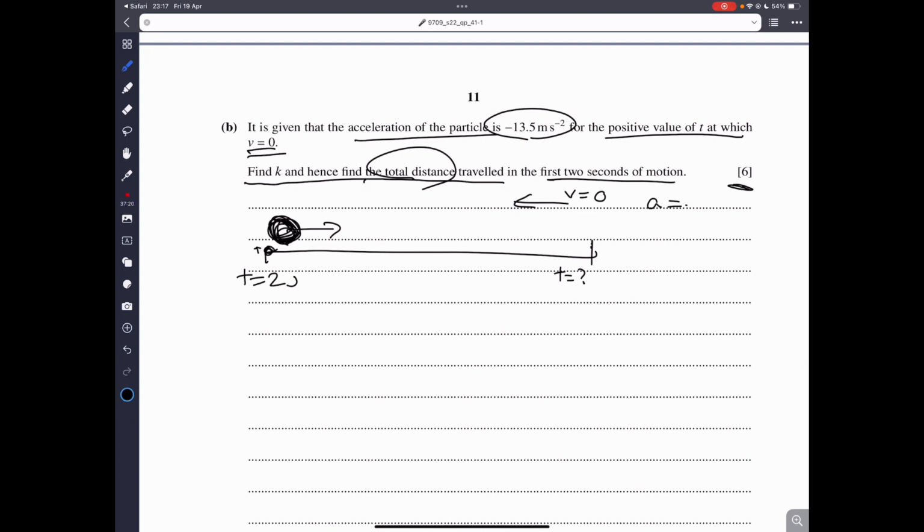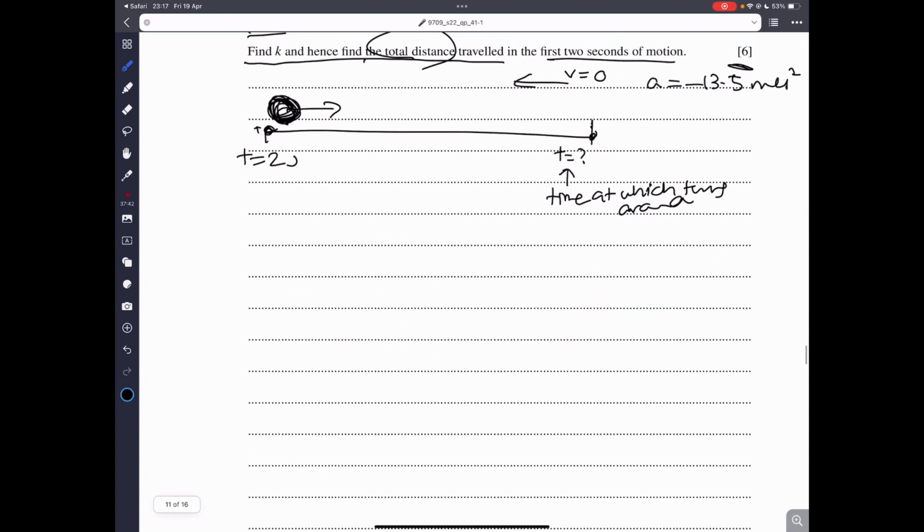So let's write down the given information. We are given the acceleration. We're not given the time at which the ball turns around. The ball turns around when v is equal to 0, because that's something that you have to know. When the ball turns around, the velocity at that moment is 0.